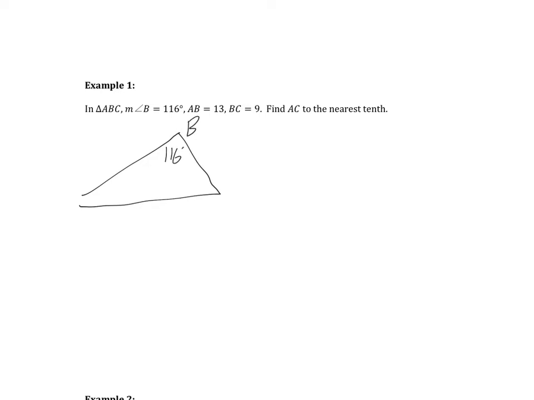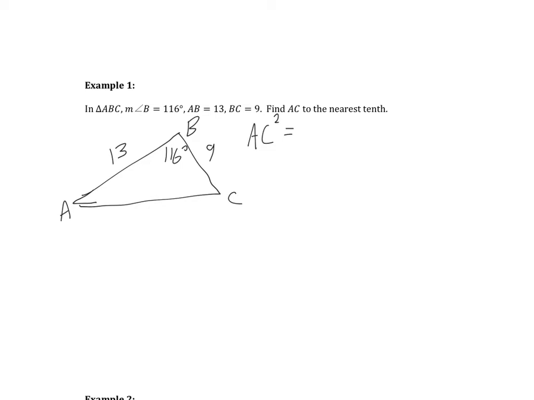And I'm going to use the angle-side relationships to know that the side opposite B is going to be the largest, because that's AC. I know that AB is 13, and I know that BC is 9. So I'm trying to find AC to the nearest tenth. So AC squared, we're going to use the formula.